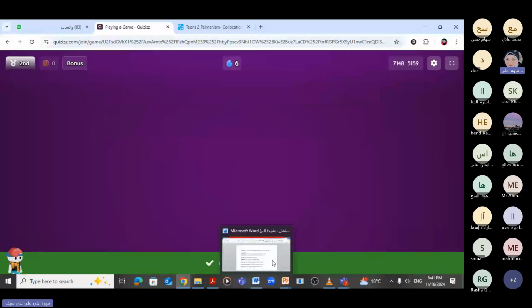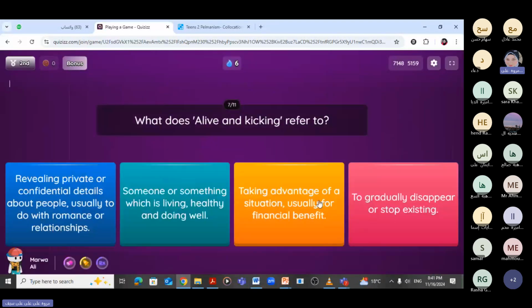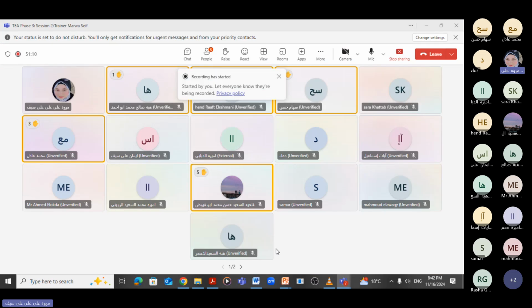Excellent, perfect, correct. So now the next one. What does alive and kicking mean? When I say somebody is alive and kicking, for example, how is Ahmed? He is alive and kicking. Does it refer to revealing private or confidential details about people, usually to do with romance or relationships, or someone or something which is living healthy and doing well, taking advantage of a situation usually for financial benefit, to gradually disappear or stop existing? Let me check raised hands. I can see that 5 people are raising hands, which is great. Miss Fathaya, you are raising your hand. Go ahead.